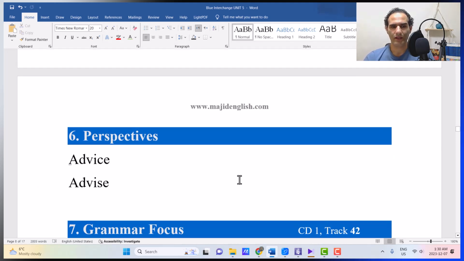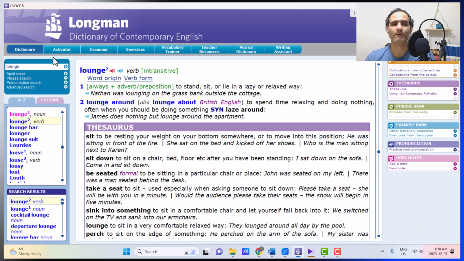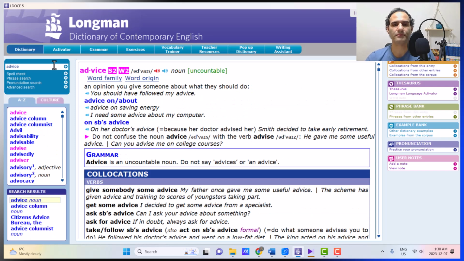Good point. Advice, which is a noun, and you pronounce, please, advise. So as a verb, it is with S-E. As a noun, it is with C-E. This is pronounced advice. This is pronounced advise. Advice is non-count. You cannot say, I have an advice for you. Wrong. Advice, non-count. You should say a piece of advice, for example.